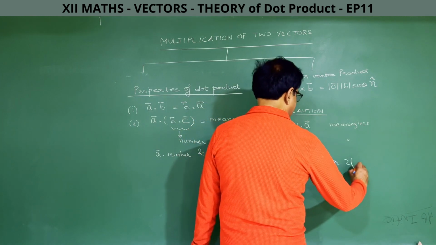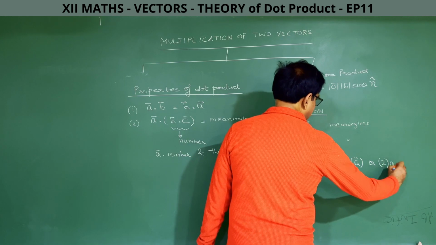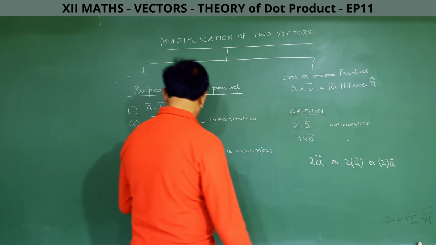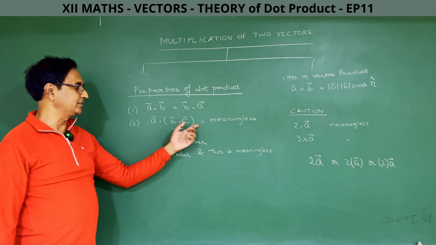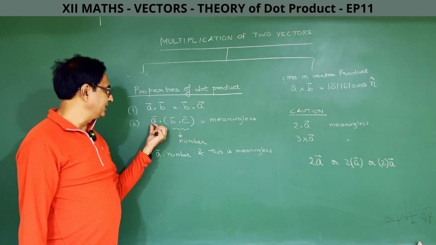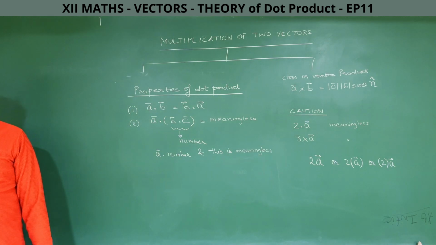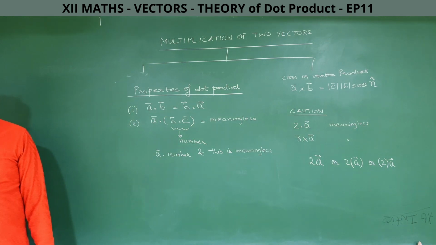So you can put a bracket like this, or you can put a bracket on 2 and like this, but no dot or cross. So that is why A dot B dot C is meaningless. B dot C is defined, it will be a number, but A dot a number becomes meaningless. Got it now? All right.